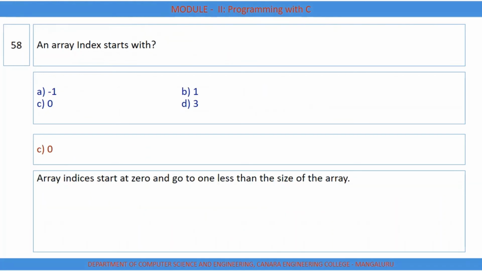An array index starts with: option A, -1; option B, 1; option C, 0; option D, 3. Answer is option C, 0. Index always starts from 0.